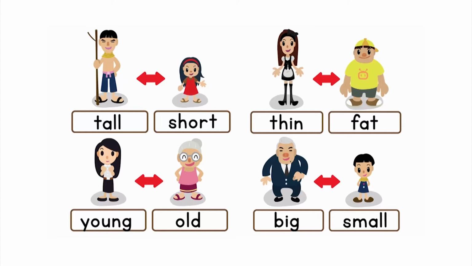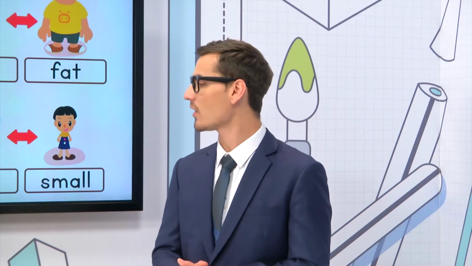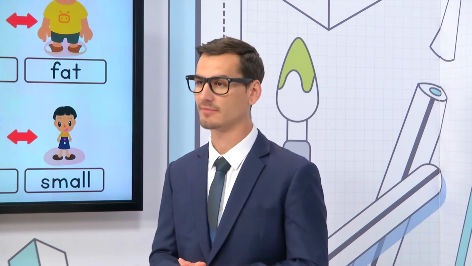Tall. Short. Thin. Fat. Young. Old. Big. Small. Perfect. We have 8 words. Let's spell them all together.